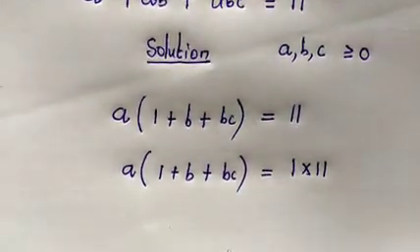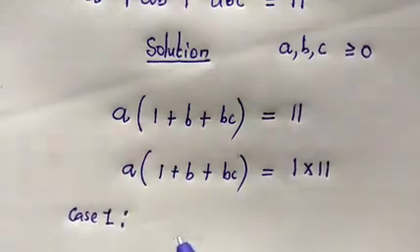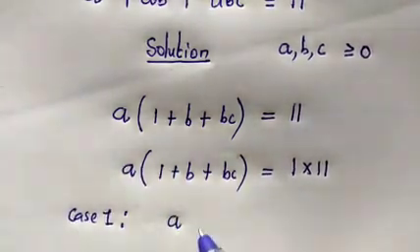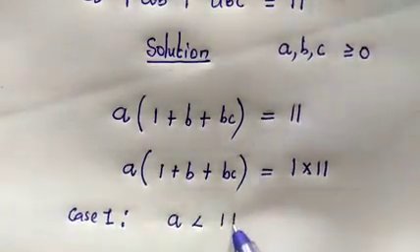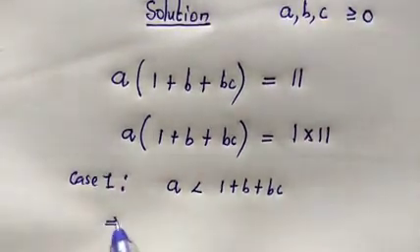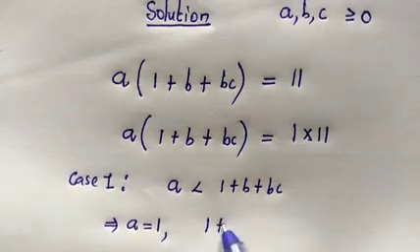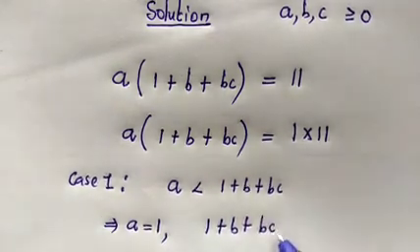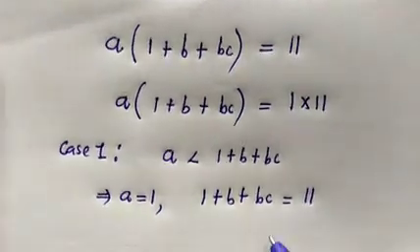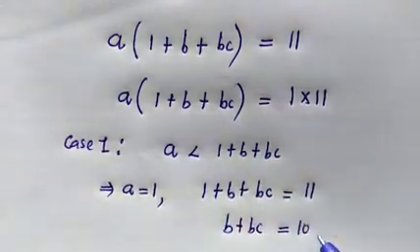Now let's compare this equation as follows. We're going to start with our first case. In case 1, a is less than 1 plus b plus bc. So in this case, we're going to let a equals 1. Then from here, we have 1 plus b plus bc is going to be equal to 11. Subtract 1 from both sides, we get b plus bc is equal to 10.